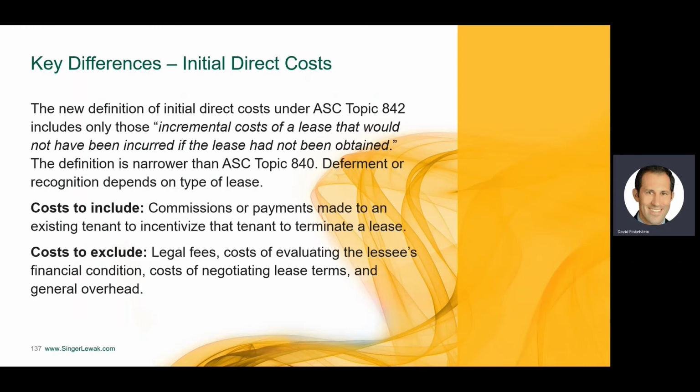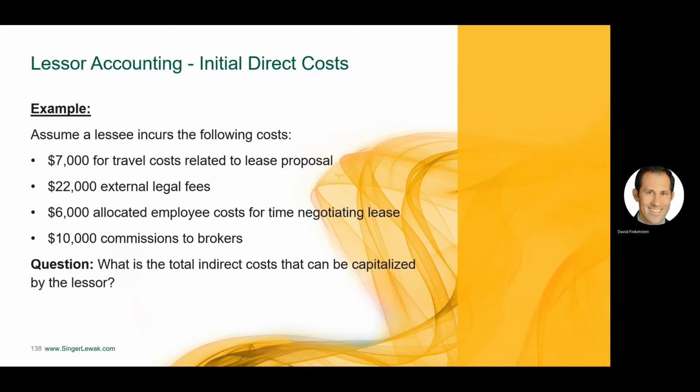The costs that we would include as initial direct costs in our lease calculation would be commissions or payments made to an existing tenant to incentivize that tenant to terminate the lease. We would exclude items such as legal fees, the cost of evaluating the lessee's financial condition, the cost of negotiating lease terms, and general overhead. As an example of lessor accounting for initial direct costs, assume the lessor incurs the following costs.